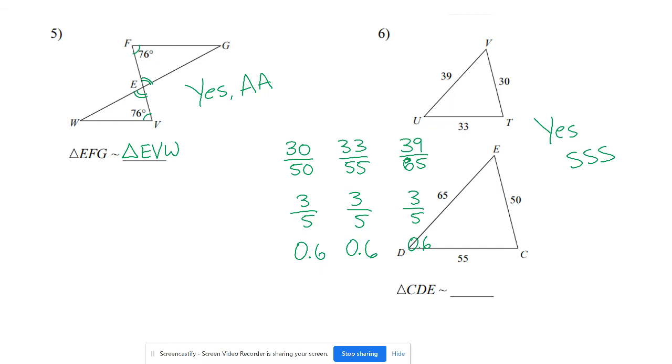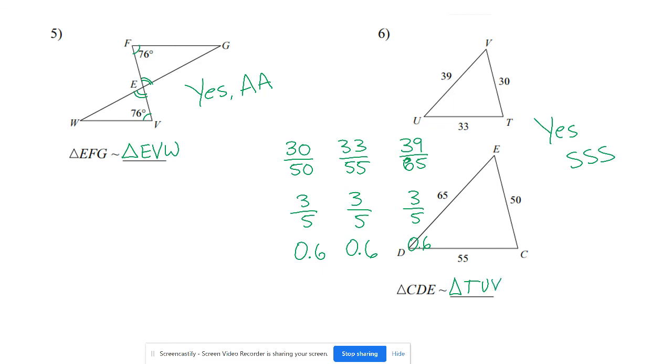And so when we do our statement, CDE is similar to, well, C is between the smallest two sides. So it matches up with T, which is between the smallest two sides on the top triangle. D is between the two larger sides. So that's going to match up with U. And then V and E are the only ones that are left, so they match up together.